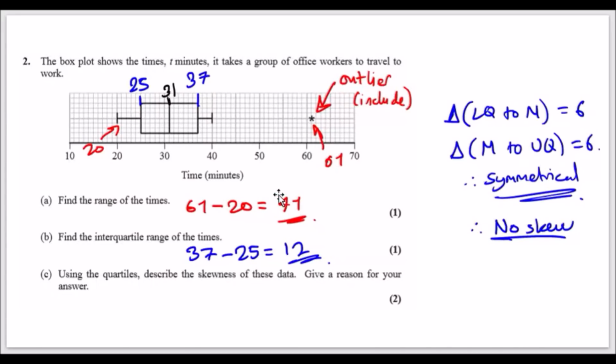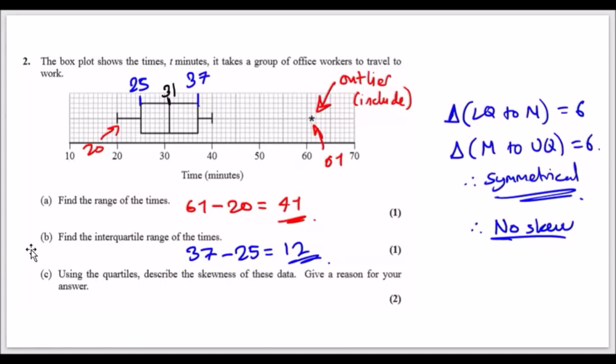Now, what does the question ask? A, find the range of the times. So the range would be the highest absolute value, which is 61, which is a little marker over here, minus the lowest possible value, which is over here, 20, which gives you 41. So this one is quite okay.